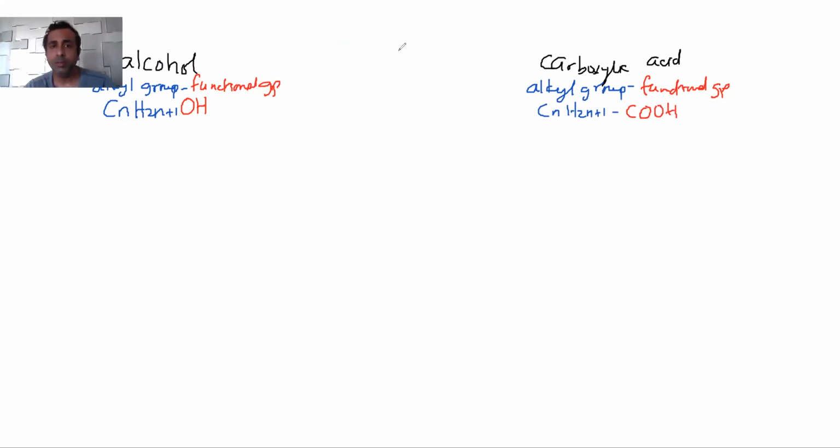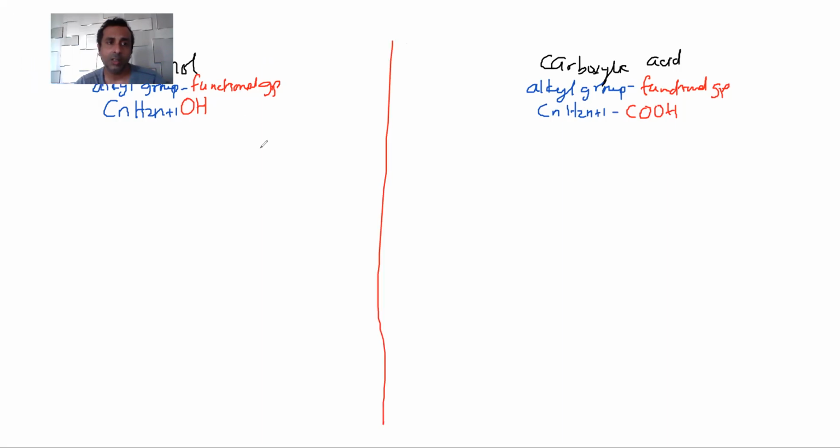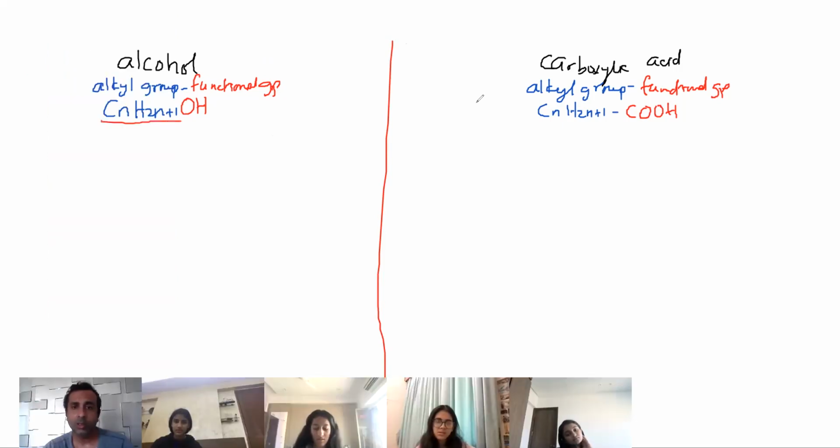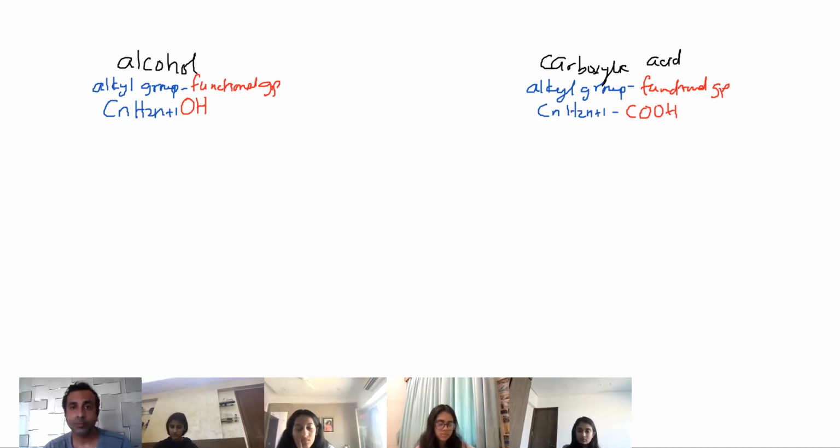So, what is the major difference between alcohols and carboxylic acid? In the structure, where do they differ? The functional group. Yeah. Dia is the only attentive girl. What is the difference between the alcohol and carboxylic acid? You can see now, CnH2n plus 1, that you have here also CnH2n plus 1. The functional group is OH here. The functional group is COOH here. So the only difference between the two is the functional group.